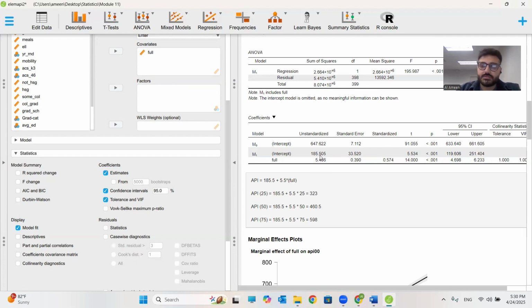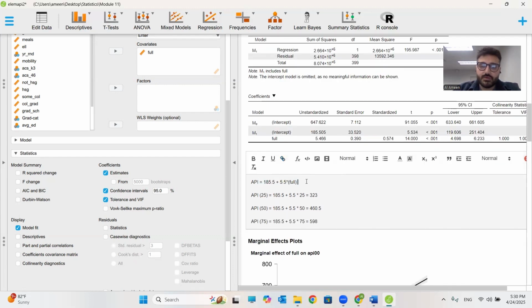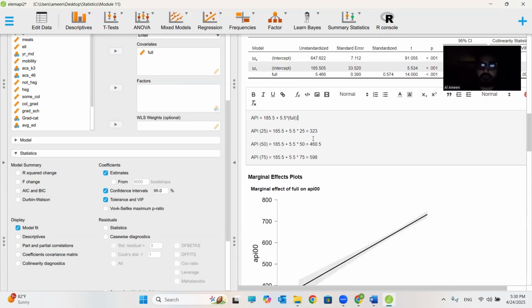But then every 1% increase in teaching credential is going to give me a 5.5 increase in the mean API for that school. So using this equation over here, we can calculate the API for any given full value. So basically, the API for any given value is going to be the mean intercept for full equals 0 plus 5.5 times the full value. So we're going to have an increase of 5.5 in the mean for every 1% of full value.